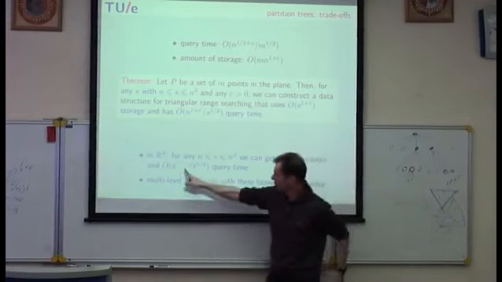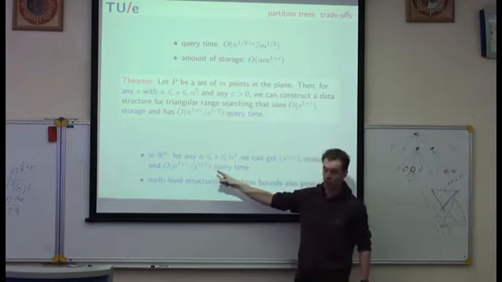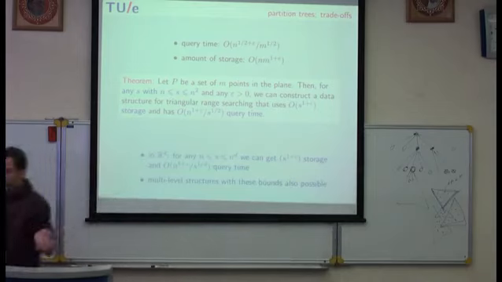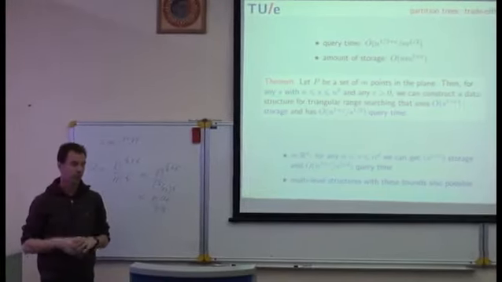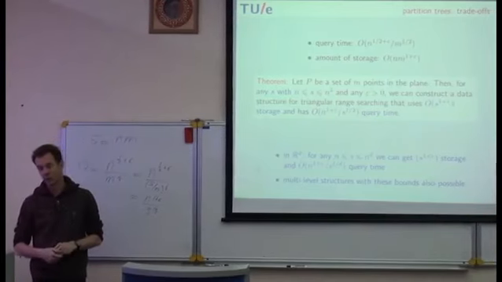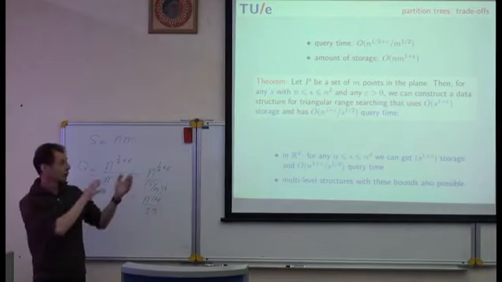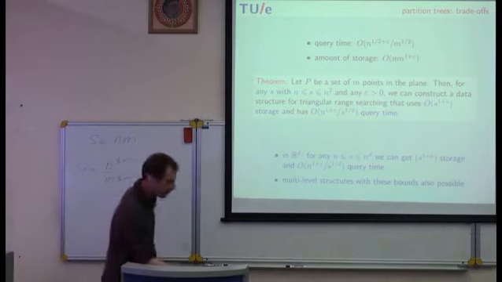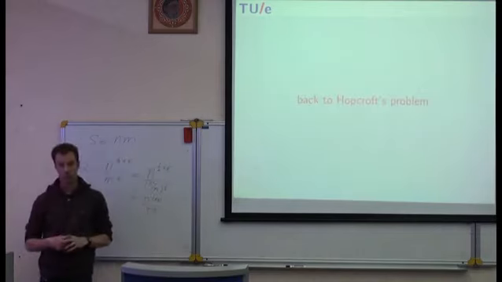And the query time will be, well, the same, except that here you divide by S to the 1 over d. If you have multi-level structures, all of this also works. Okay, so if you have a 3-level partition tree, you can also have a trade-off for the 3-level tree with the same time bounds. Okay, back to this problem.